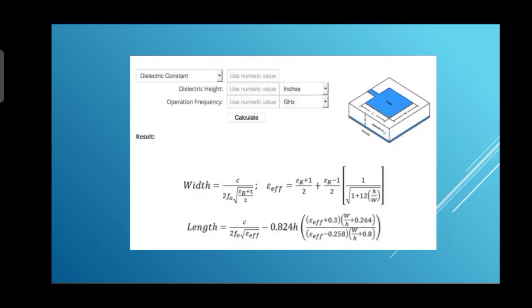And here is a problem involving the microstrip antenna. The formula for the width of a microstrip antenna is equal to c over 2 f0 multiplied by the square root of 2 over er plus 1. And the length is equal to c over 2 f0 square root of e_ff, where e_ff is equal to er plus 1 over 2.